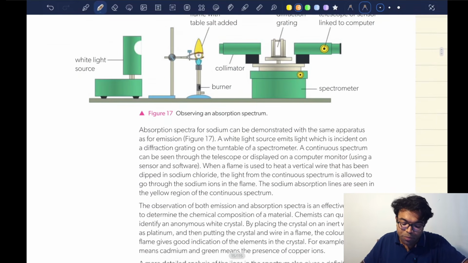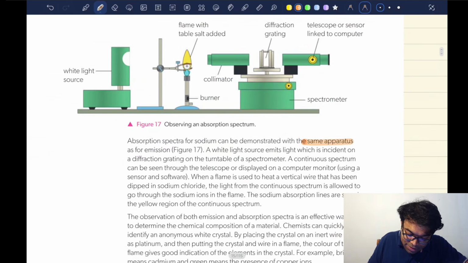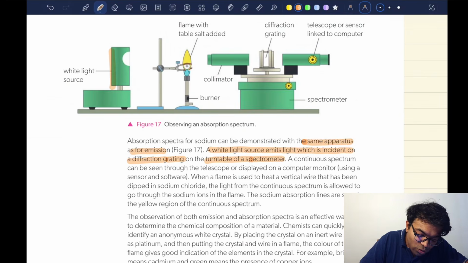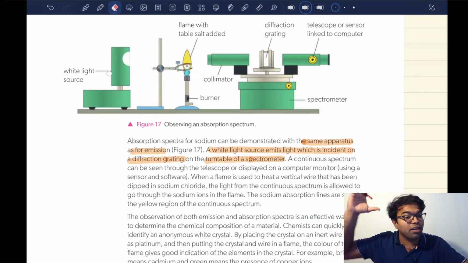Now, the absorption spectra for sodium can be demonstrated with some apparatus. As for emission, a white light source emits light which is incident on a diffraction grating on the turntable of a spectrometer. So this is a spectrometer. Now, where is the white light? This is the source of white light. It could be a bulb. It could be a very hot glowing object. It could be a tungsten filament. It could be an LED. It could be the sun.